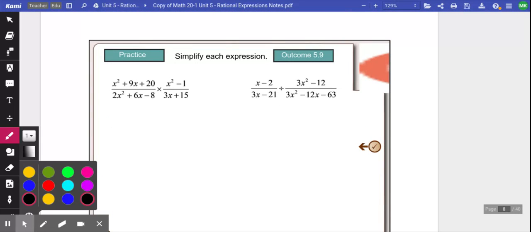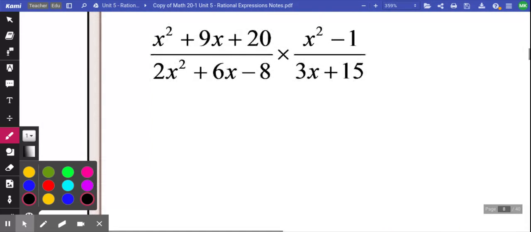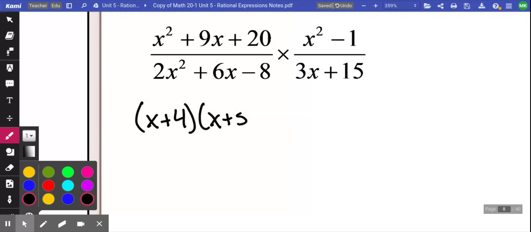Pause, practice these, come back, watch the video. If it doesn't work, pop into class, ask me for some help. Let's figure stuff out, right? We're in this together. Okay. Hopefully you did that. If you come to this one, when you factored, you should have had x plus 4, x plus 5. In the denominator, you should have taken a GCF of 2 out. Then you would have had x plus 4, x minus 1.